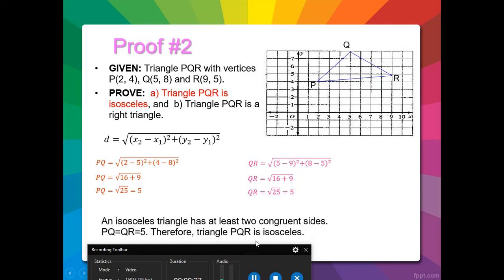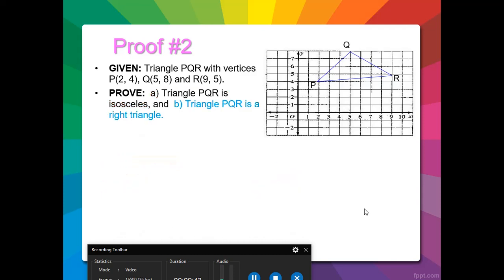I'm going to start with the fact that an isosceles triangle has at least 2 congruent sides. I'm going to say that PQ equals QR and they equal 5. So therefore, triangle PQR is isosceles. We do have a part B at this point. So we're going to focus there, now proving it's a right triangle.